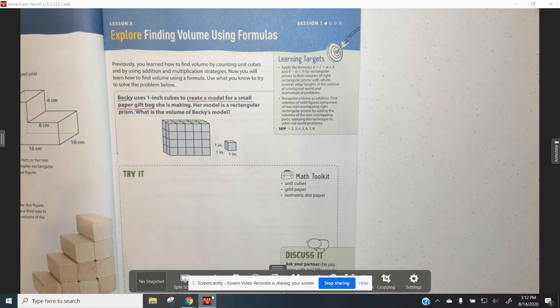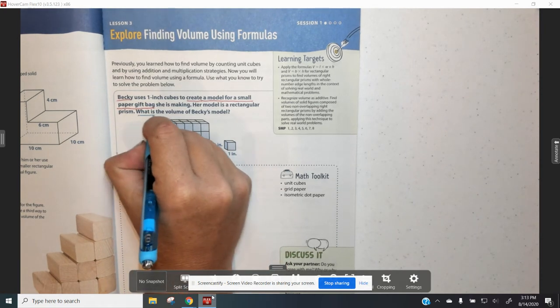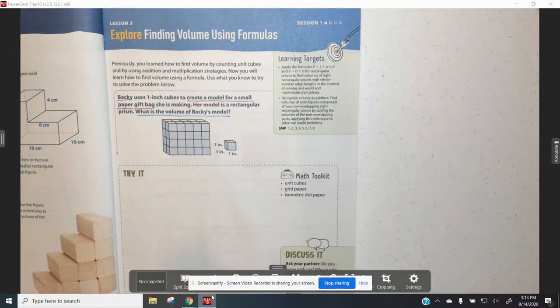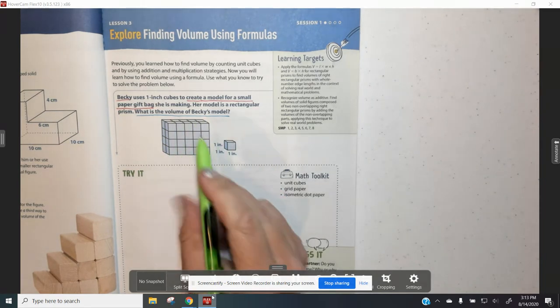Now, second, we need to know, what are we trying to solve? So in this case, we are trying to find out what is the volume of Becky's model. That's the answer that we're going to give. And then finally, what is the important information? So again, we have our rectangular prism here.